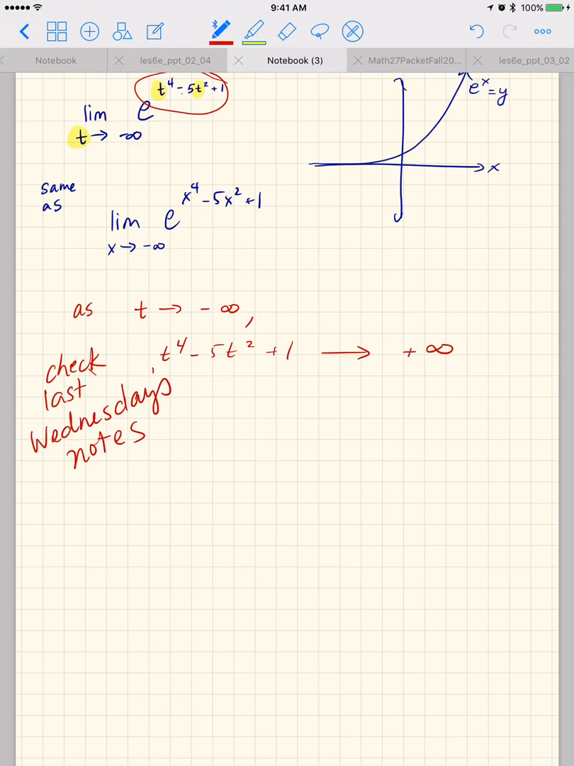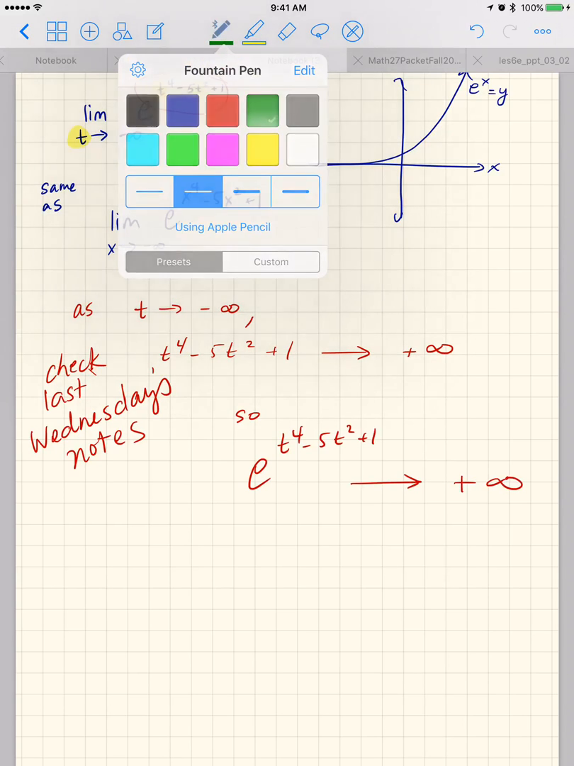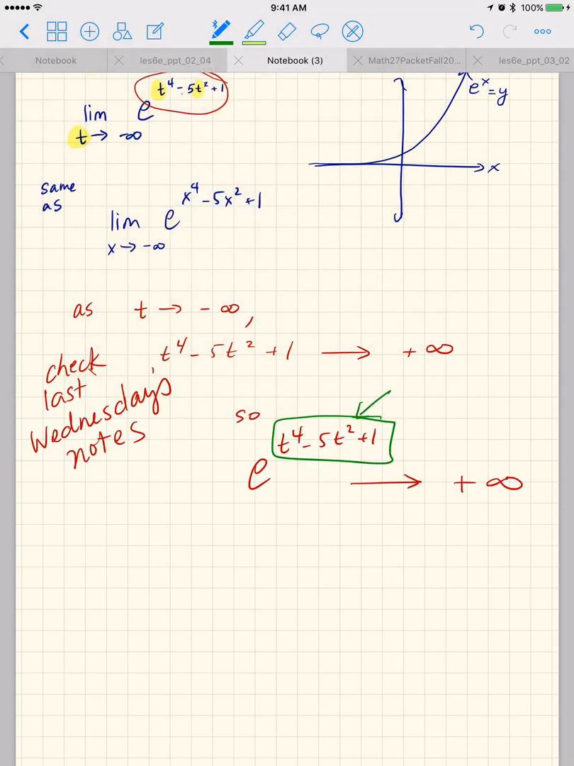For this portion right here, what we're going to use now is we're going to say that e to the t to the fourth minus 5t squared plus 1 is going to approach plus infinity, because the exponent is getting really large. The larger your exponent gets, the larger e to the exponent gets. And so our limit is going to be plus infinity.